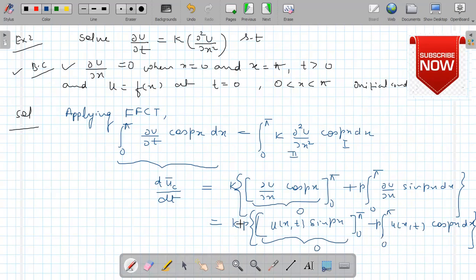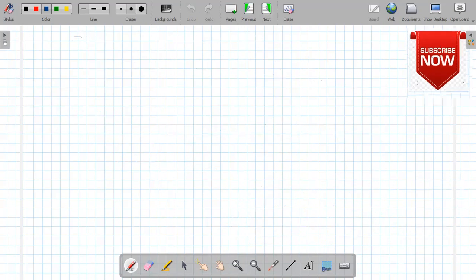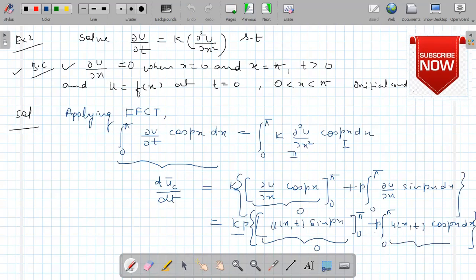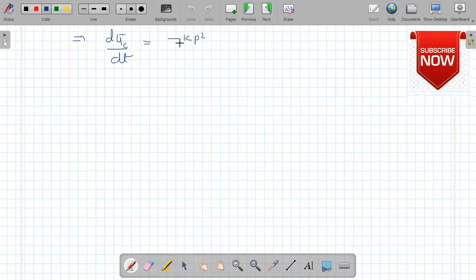Okay, so we multiply this kp with this p, so that we have d u_c bar over dt equal to minus kp squared, and this is nothing but the finite Fourier cosine transform of the function u, which is denoted by u_c bar. So we do the variable separation and then integration, so that we have the value of u_c bar equal to c raised to power minus kp squared t.